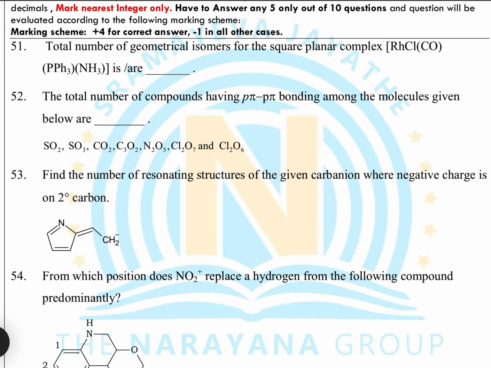Let's go to 51st, numerical type of questions. 51st. Total number of geometrical isomers for the square planar complex [Rh(H)(Cl)(CO)(PPh3)]. This is like M ABCD type. So M ABCD means you can say A to B trans, then A to C trans, and A to D trans. So 3 will be there.